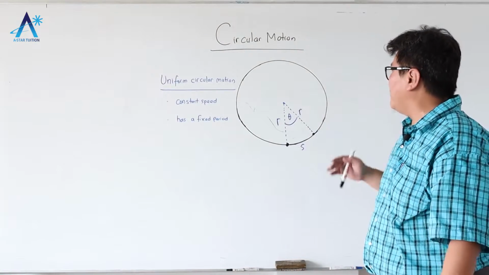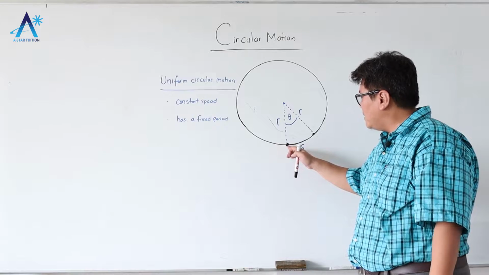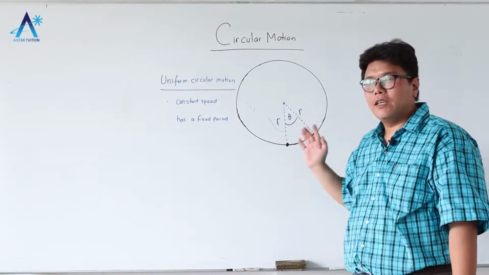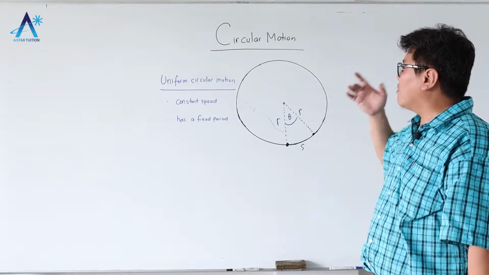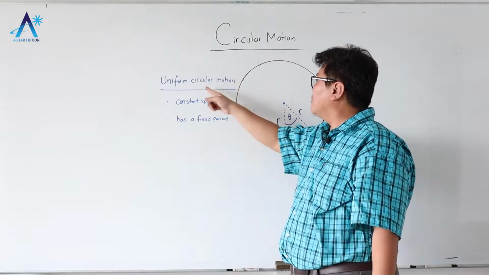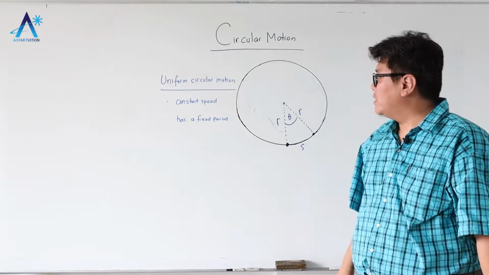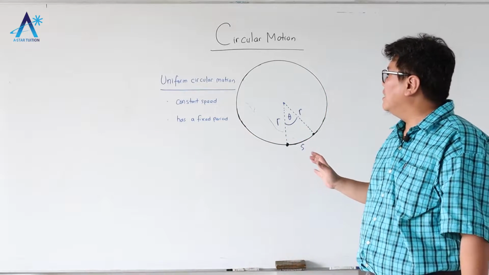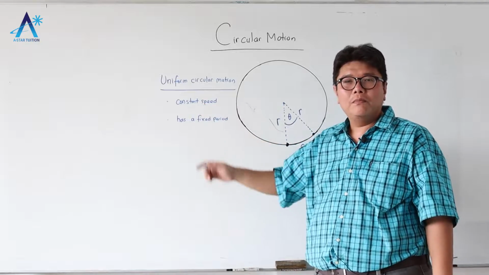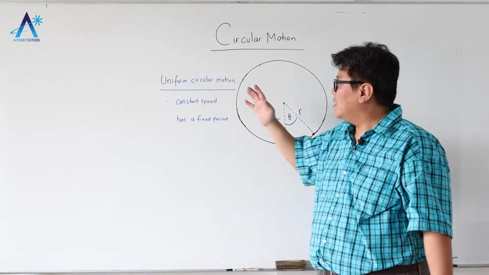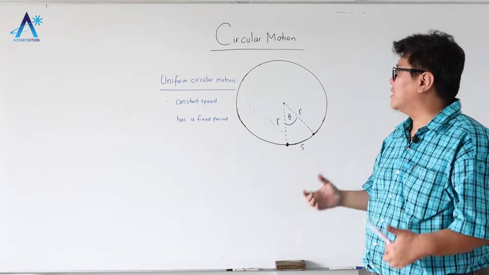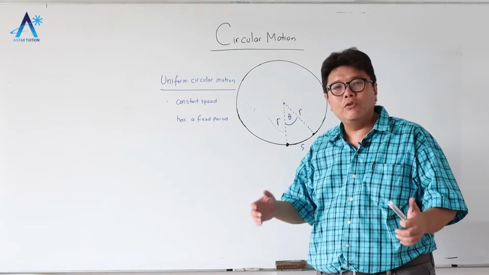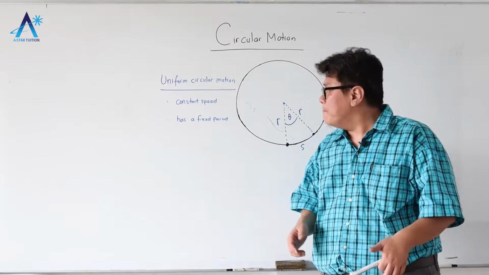Now, as I mentioned previously, the speed is assumed to be constant, but the velocity is changing because the direction is changing. When the speed is constant, we call the circular motion uniform circular motion. That is, it has a constant speed and a fixed period. Obviously, not all circular motion is uniform, but we start from this discussion because it's the simplest and it appears to be the most common one that you will encounter in this topic.